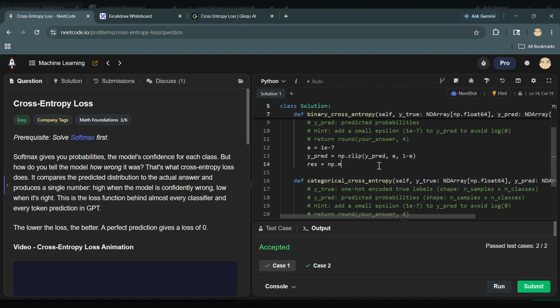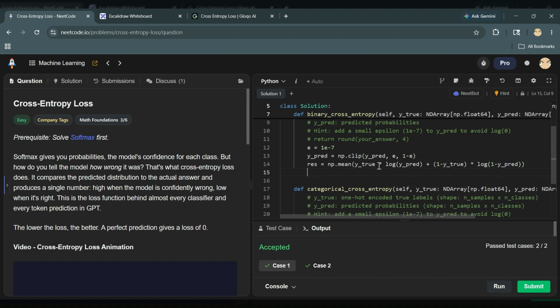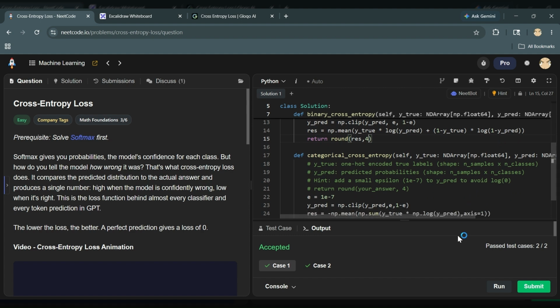That will be a straightforward mean of y true, so true value multiplied by the log of y predicted value. To this, we'll add 1 minus y true. That means the value not happening, multiplied by the log of 1 minus y pred. And let's return the result. But we need to round it up to 4. That will be written round res comma 4.